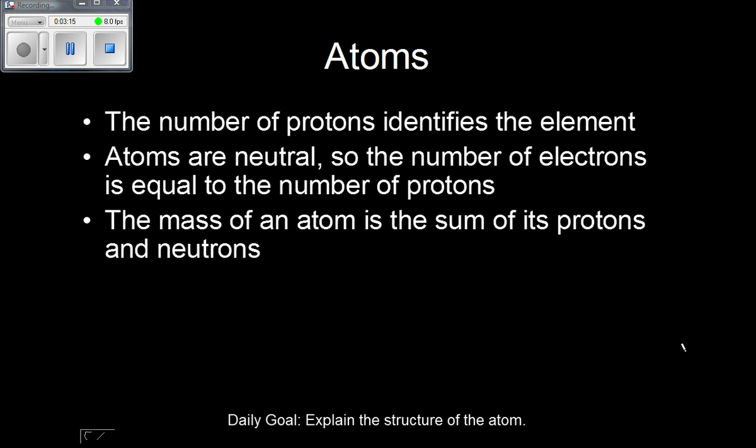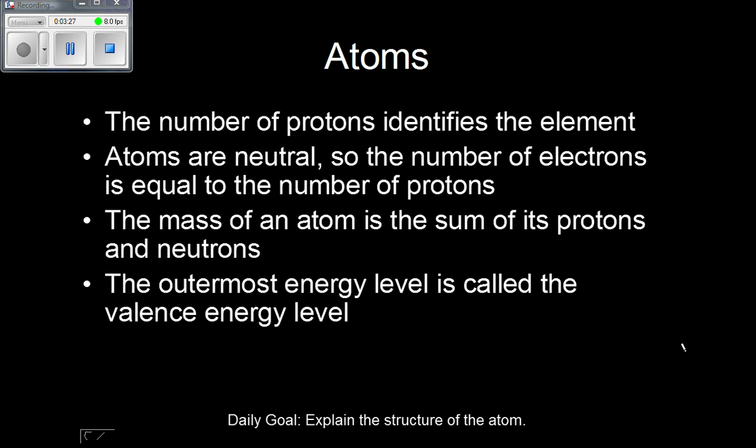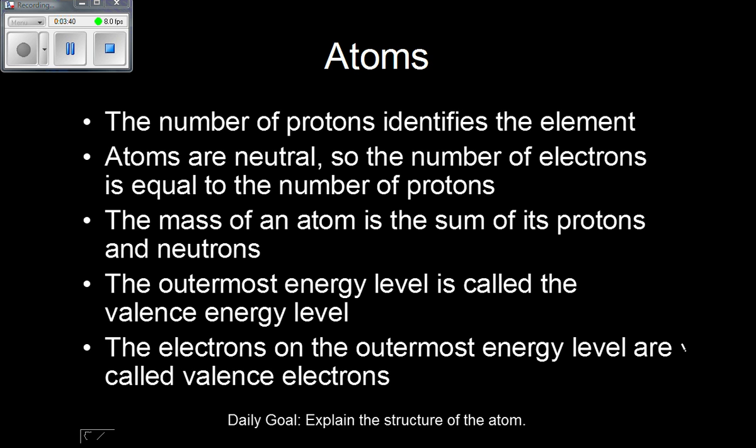Since protons and neutrons are what are located inside the nucleus, and each of them have a mass of 1 AMU, we can total those up to find out what the mass of the atom is. Because the outermost energy level is so important in how atoms interact with one another, we give it a special name, and we call it the valence energy level. The electrons that are found on this energy level are also called valence electrons.